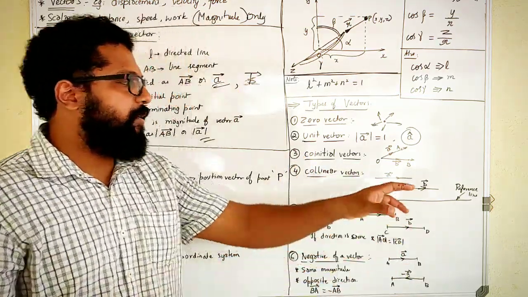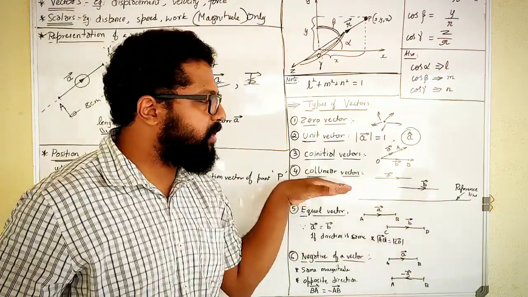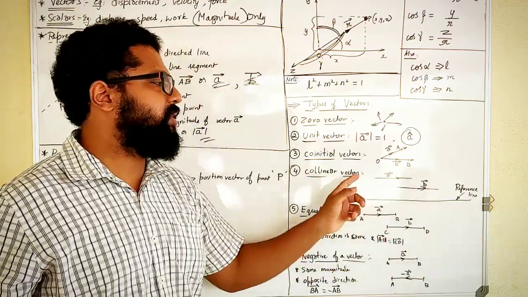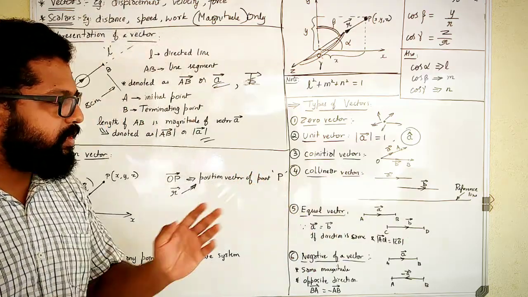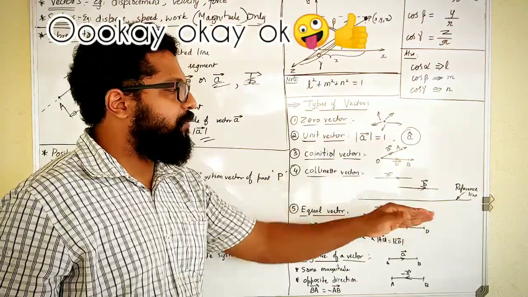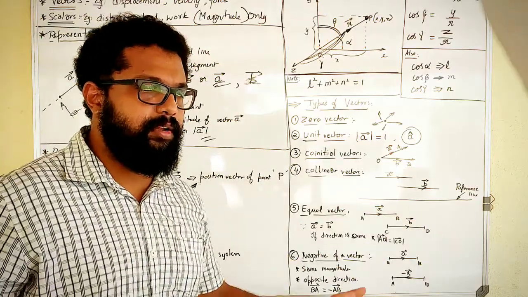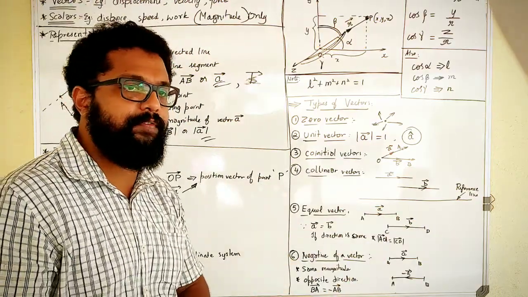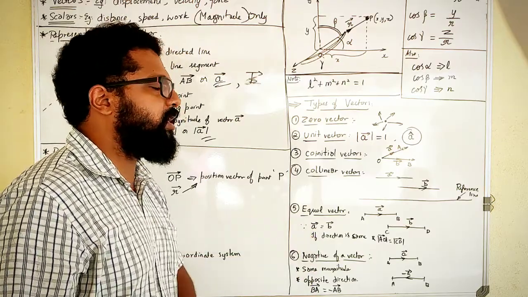So if two or more vectors are parallel to the same line, such types of vectors are called collinear vectors. This is the practical meaning of collinear vectors which I am telling you. We can come across problems or numericals when we are solving them. I'll tell you all in detail when we use the formulas based on this. The next type of vector is the equal vector.